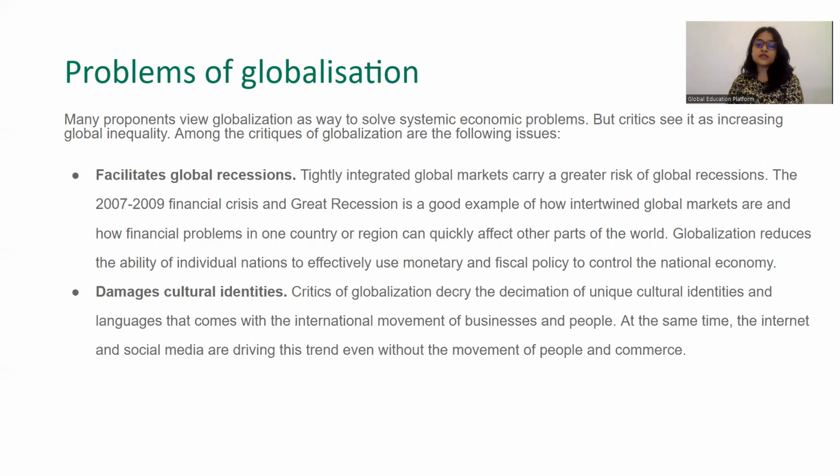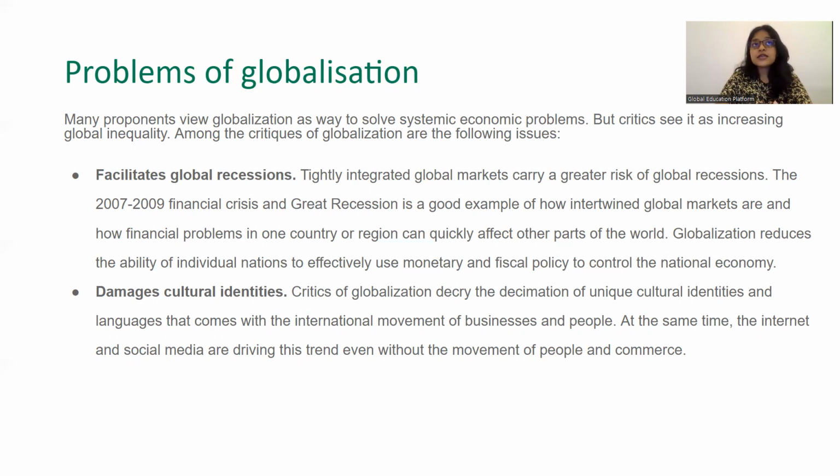it facilitates global recessions. So when it comes to the recession, it actually helps with recession taking place. Let's look at how here. Tightly integrated global markets carry a greater risk of global recession when they are closely working together. The 2007 to 2009 financial crisis and Great Recession is a good example of how intertwined global markets are and how financial problems in one country or region can quickly affect other parts of the world. Globalization reduces the ability of individual nations to effectively use monetary and fiscal policy to control the national economy.